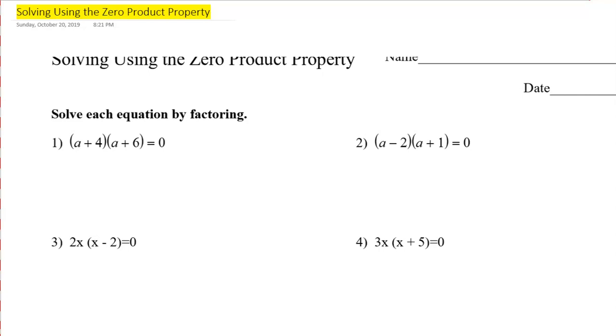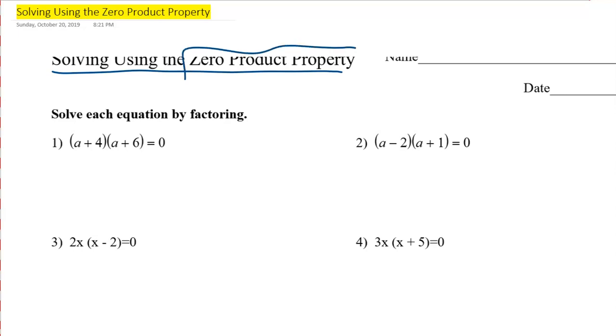In this lesson, we're going to be talking about solving quadratics using the zero product property. This worksheet is in your packet. It's titled Solving Using the Zero Product Property. And we can take the notes right on here.